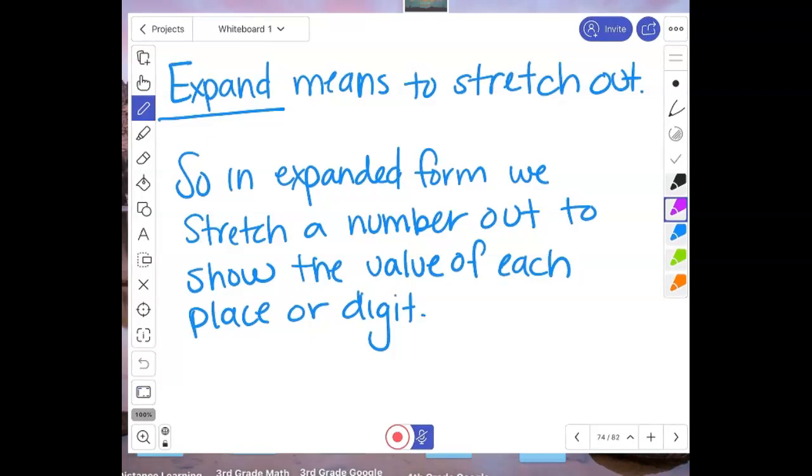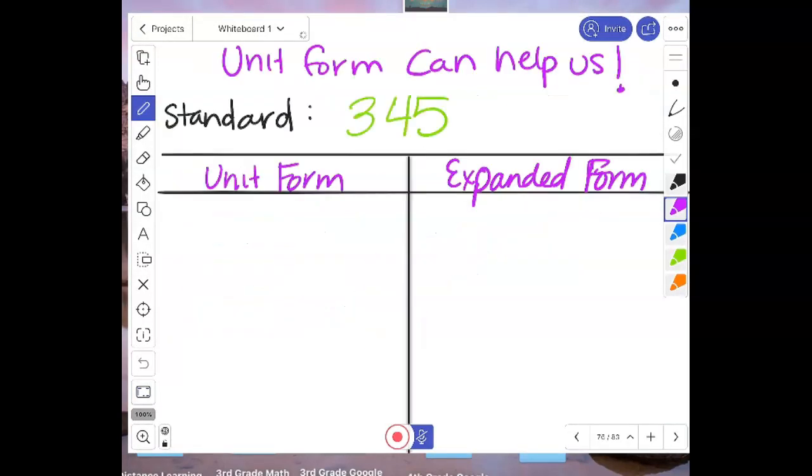So we're going to learn how we expand our numbers to show the value of each and every single digit within the number. You've kind of already done this in unit form, because unit form can help us with our expanded form. So if I have this number, 345, and I write it in expanded form, I have 3 hundreds, I have 4 tens, and I have 5 ones.